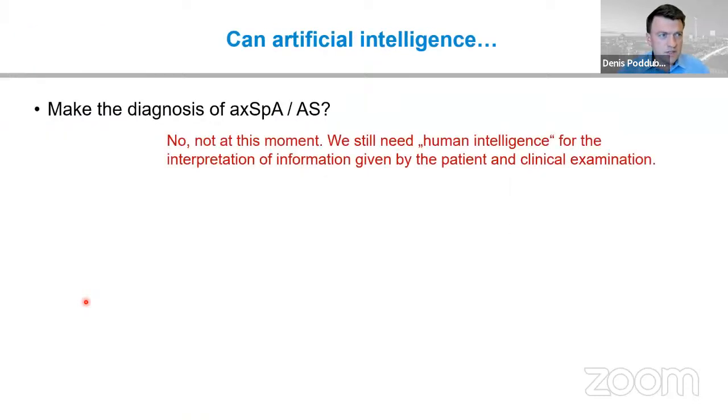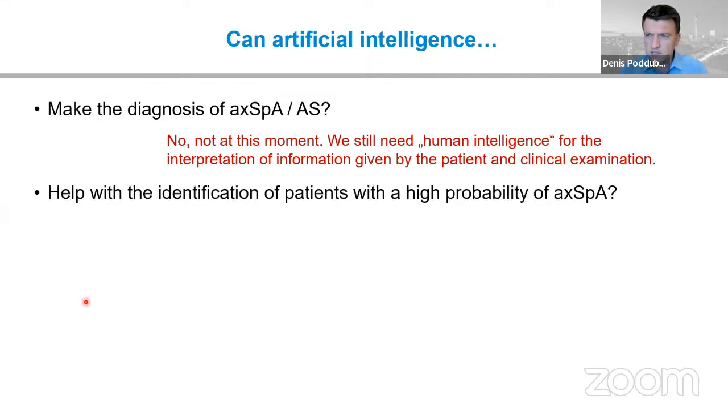So the answer to this question is no. Artificial intelligence currently is unable to diagnose any disease, including axial spondyloarthritis. So we still need human intelligence here for the interpretation of information given by the patient, and of course, clinical examination. Then there is an attempt to use artificial intelligence on big data to identify patients with a high probability of axial spondyloarthritis or other diseases.